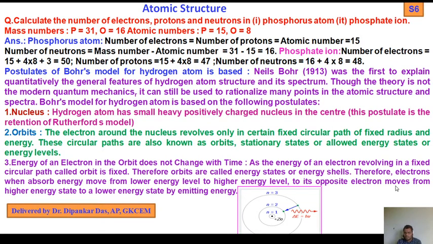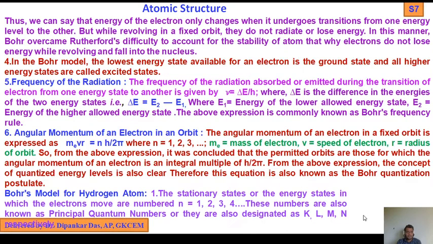To its opposite, the electron moves from a higher energy level to a lower energy level, just like 3 to 2. So we get delta E equals h nu by emitting energy. Next, move on the slide. Thus we can say that the energy of an electron only changes when it undergoes transition from one energy level to another.